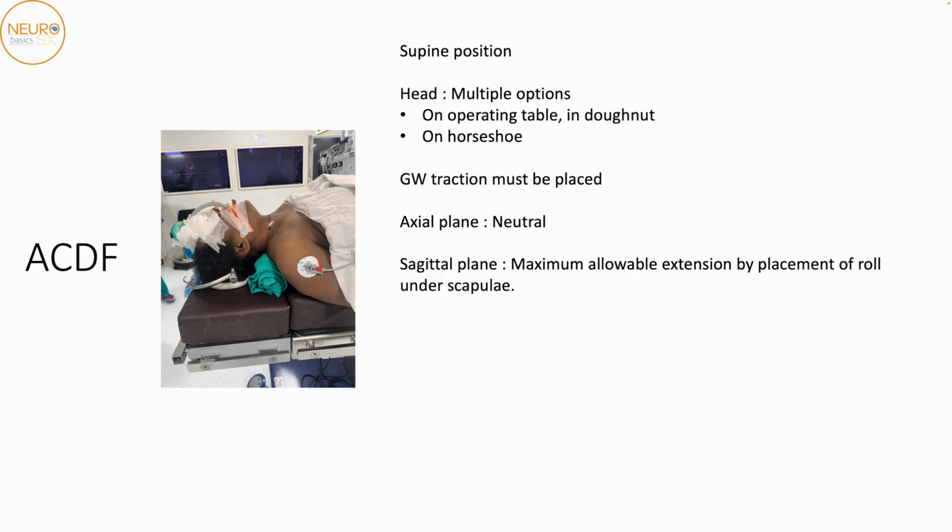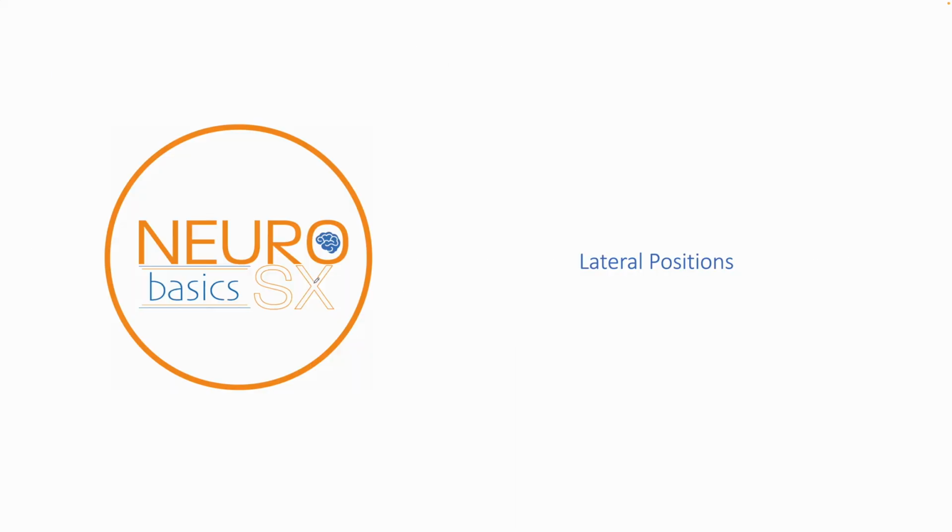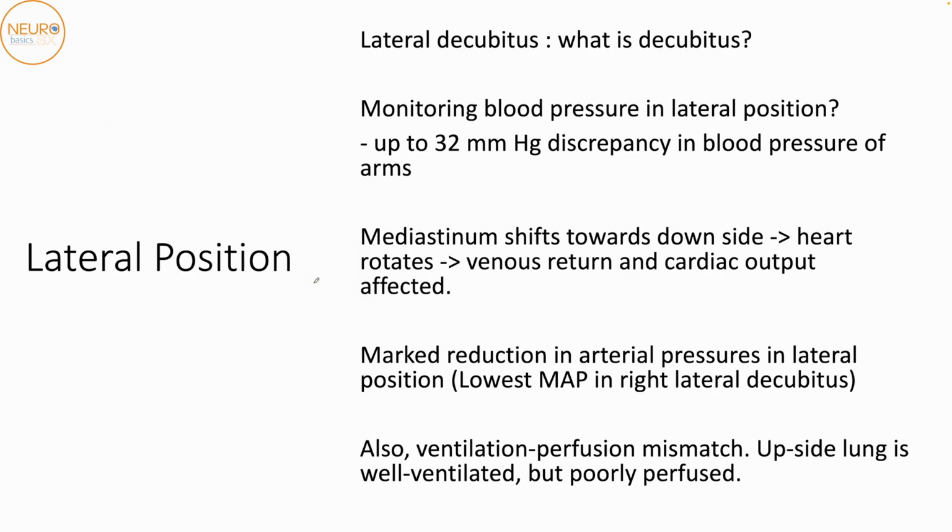In the axial plane, it should be neutral, and in the sagittal plane, you want to achieve the maximum allowable extension by placing a roll under the scapula. Right. So that is all about the supine position. So let's discuss a little bit about the more complicated positions like the lateral position.